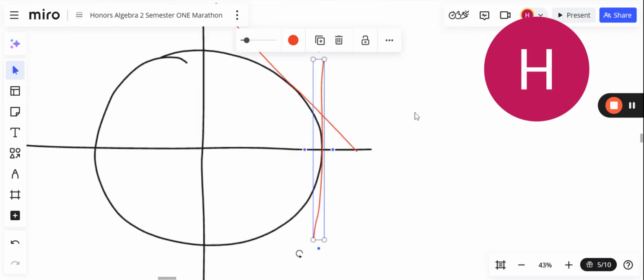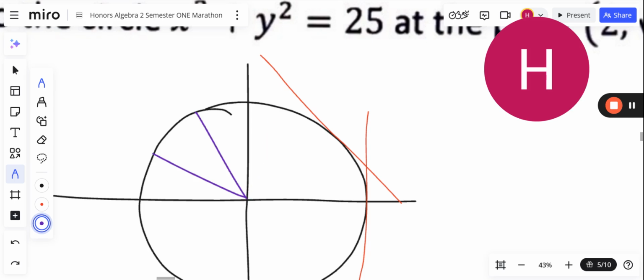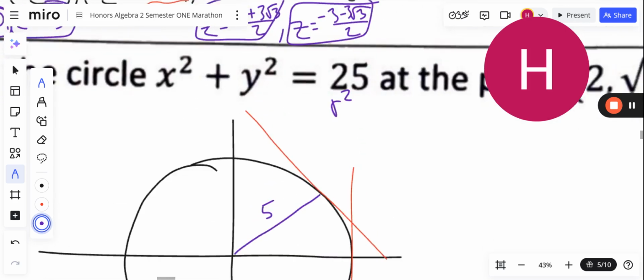What's special about a tangent line? Well, there's an important property of a tangent line when it comes to circles. The tangent line, which is just barely touching the curve, happens to be perpendicular to the radius at that point. The radius is the distance from the center to any point on the circle. There's a radius, there's a radius, there's a radius. The radii, that's plural, are all the same length. This radius here is 5 because of the equation. This is r squared, the radius squared.